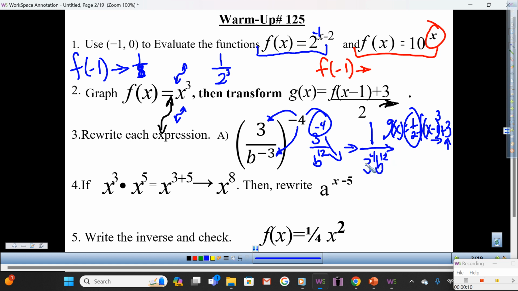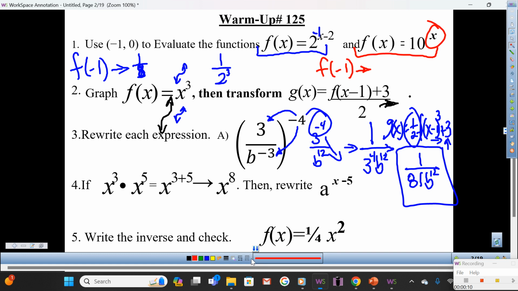And what is 3 to the 4th? That's 3 times 3 times 3 times 3, which is what? Rylan! 1 over 81, very good. B to the 12. Very close. You did 3 to the 3rd, which is 27, but 3 to the 4th is 81. Let's go. Rylan on the ball.